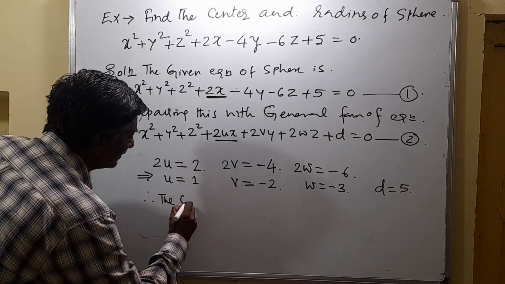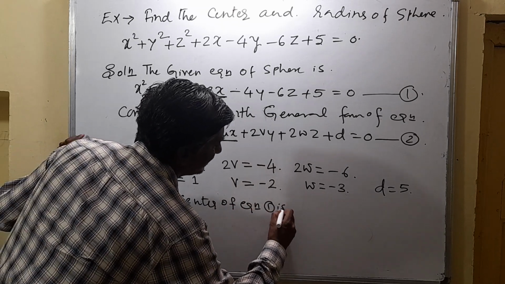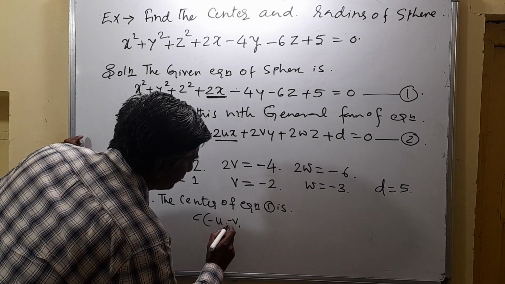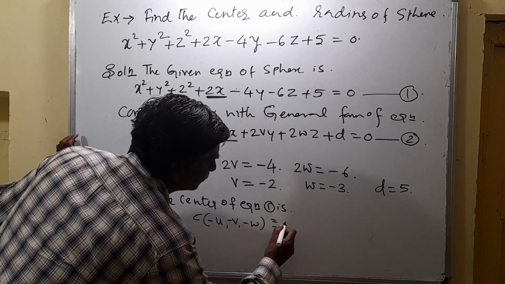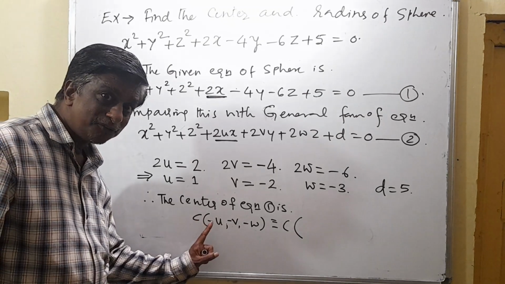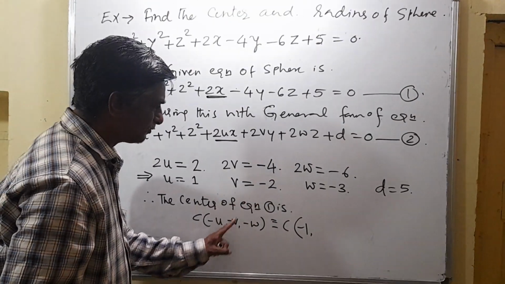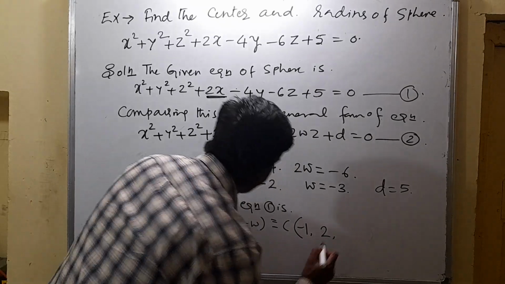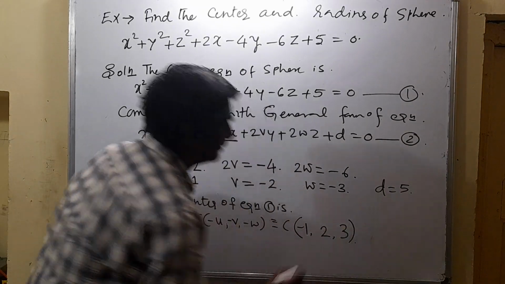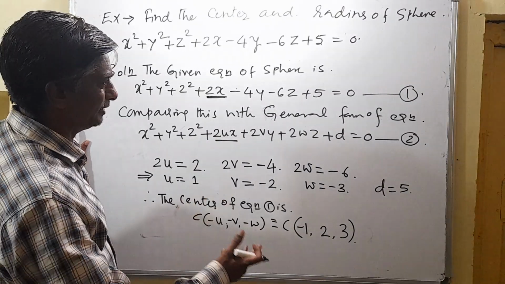Therefore, the center of equation 1 is C of minus u, minus v, minus w. We know u equal to 1, so minus u means minus 1. And v equal to minus 2, so minus v is plus 2, and w is minus 3, so minus w is plus 3. Clear? Then, the radius of the sphere we have to find out.